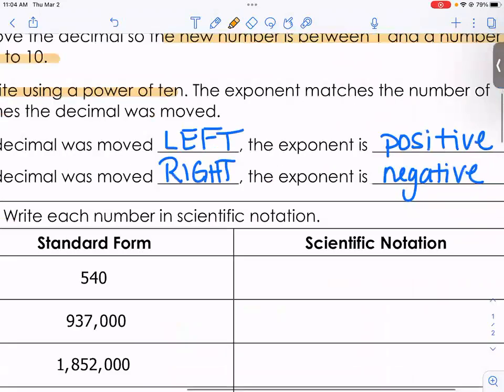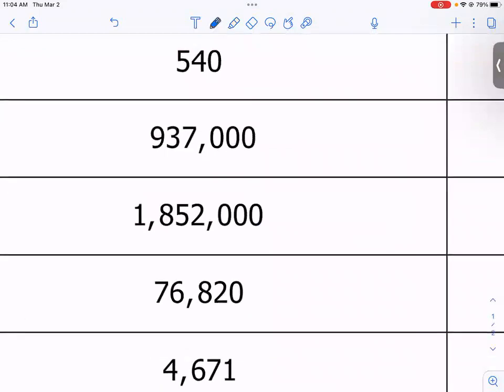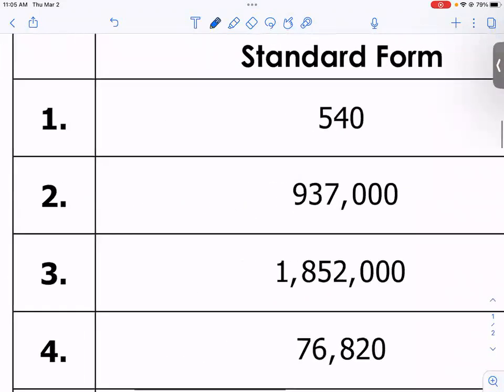Okay, so let's look at this first example right here. First of all, I want you to take your pencil and, in number 1, make a decimal. Where is the decimal point in 540? It's right there.